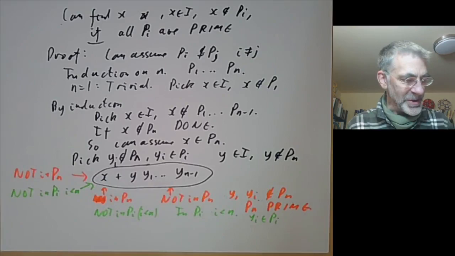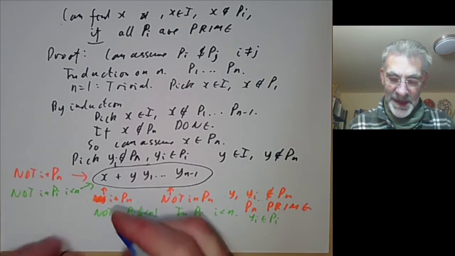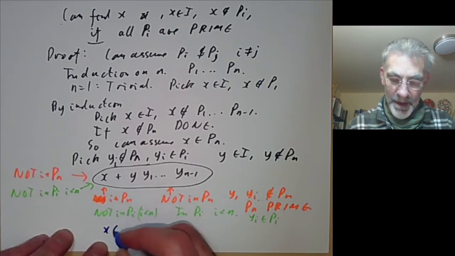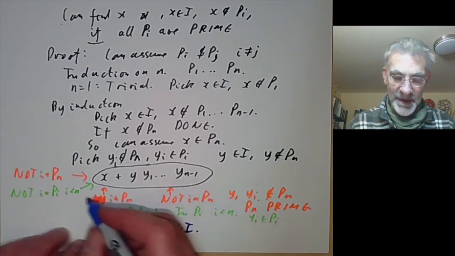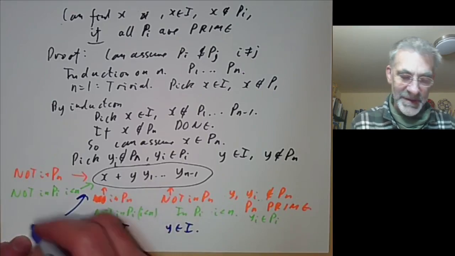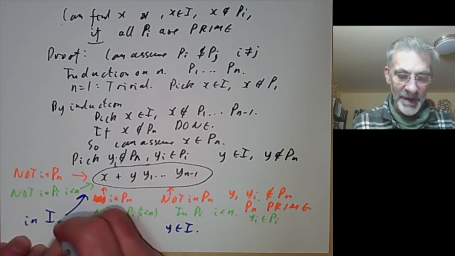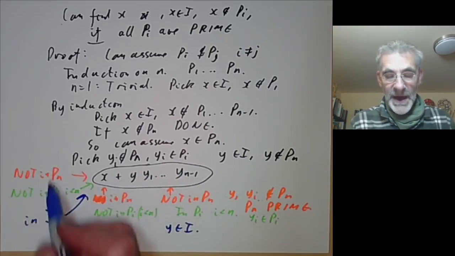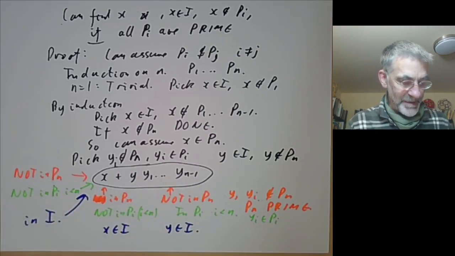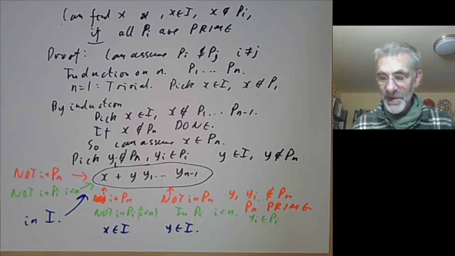Finally, we need to show it's in I. Well, that's easy because x is in I and y is in I, so this is in I. So we're adding two things that are in I, so this is in the ideal I. So we found an element that's in the ideal I, but not in any of these prime ideals that we started with.